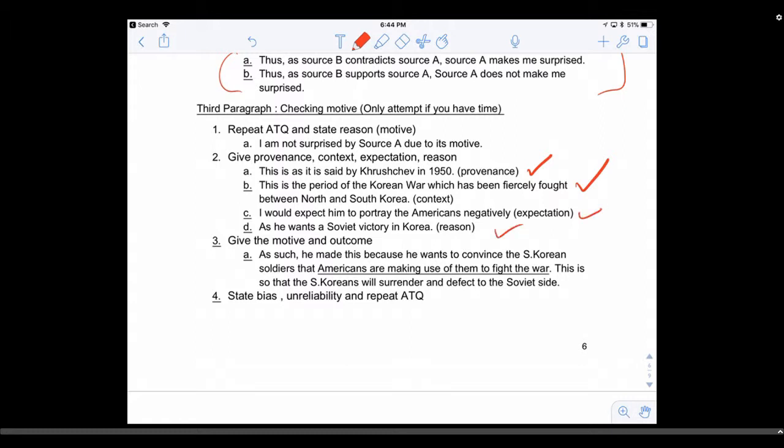All right. So as such, he made this because he wants to convince the South Korean soldiers. Again, this is a letter addressed to the South Korean soldiers. It is from the Soviet or from North Korea addressed to the South Korean soldiers. So because they're fighting a war right now and it's said by Khrushchev, I know for a fact he's going to align himself to be biased towards the Soviet Union because he wants the war to end. And in order for the war to end, he needs to convince the South Korean soldiers that Americans are making use of them to fight the war, right? You want to deflate their morale, so that ultimately the South Koreans will surrender and defect to the Soviet side.